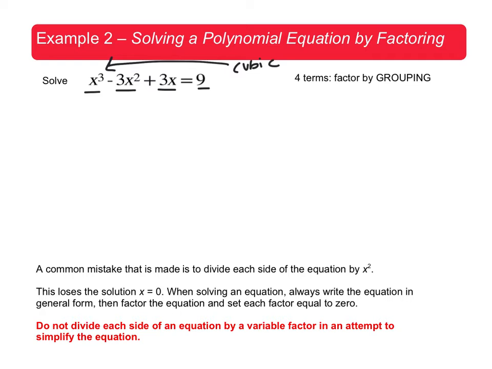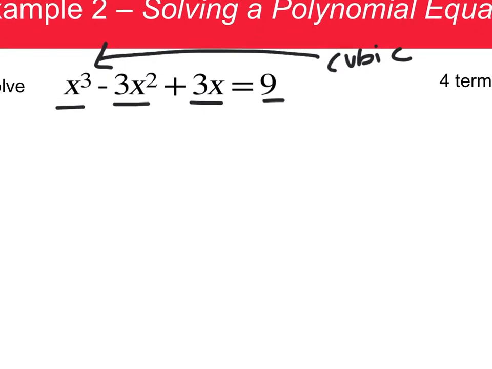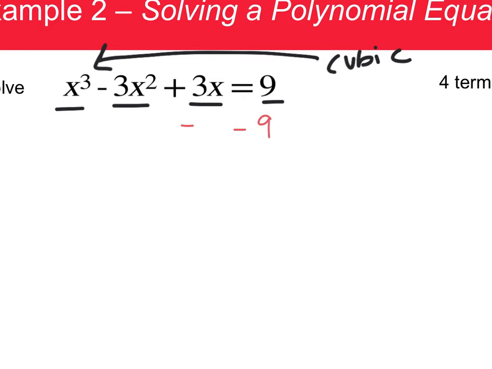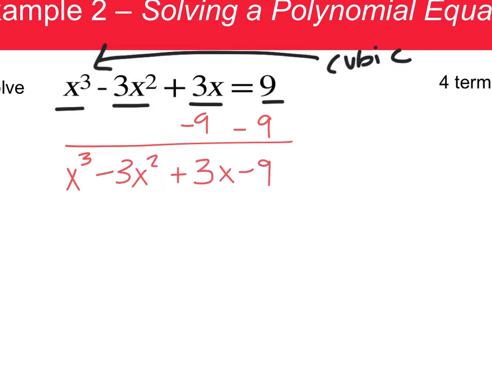So we know when solving, we want to get things set equal to 0. That's normally our best bet. And so if we get this set equal to 0, even if you're not sure what to do from there, start by getting it set equal to 0. X to the third minus 3x squared plus 3x minus 9 equals 0.